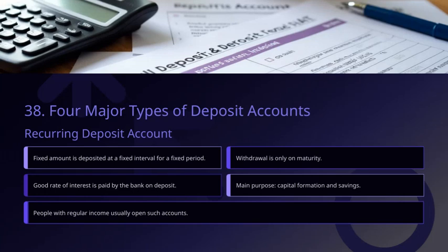Today, let's discuss the main purpose of a recurring deposit account, which is primarily to encourage capital formation and savings. The idea is that people set aside a fixed amount of money regularly, helping them build a substantial amount over time. One important aspect to remember is that withdrawals are only allowed upon maturity, meaning you can't access the funds before the agreed period ends.